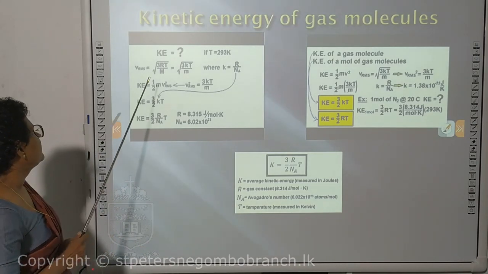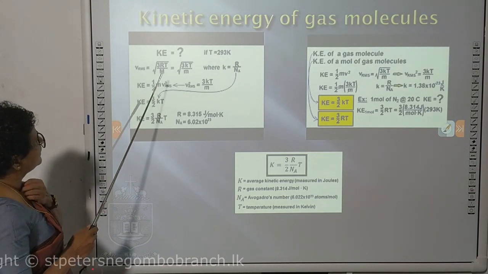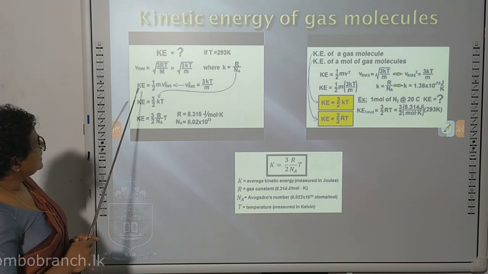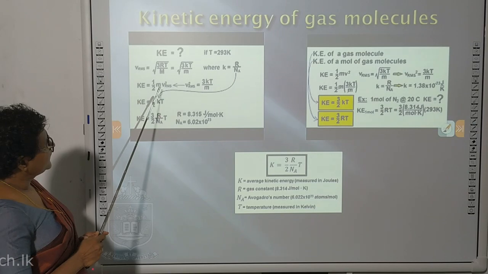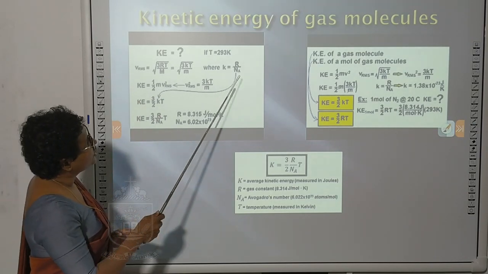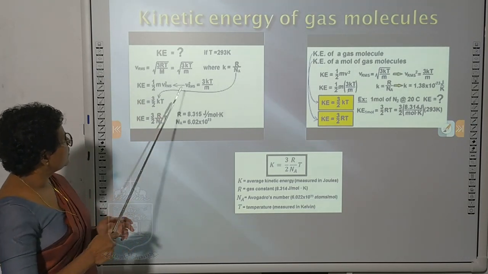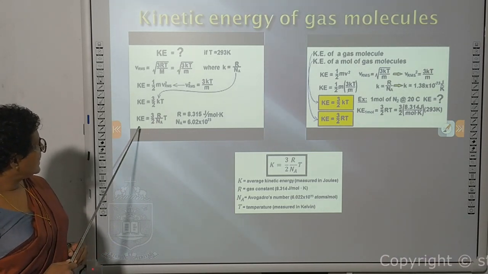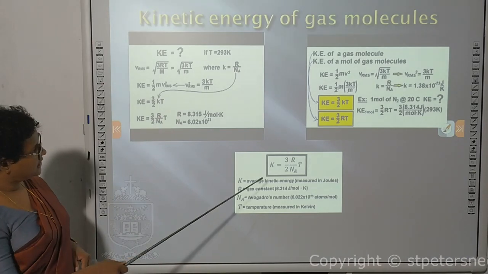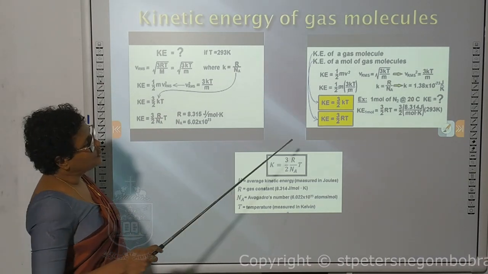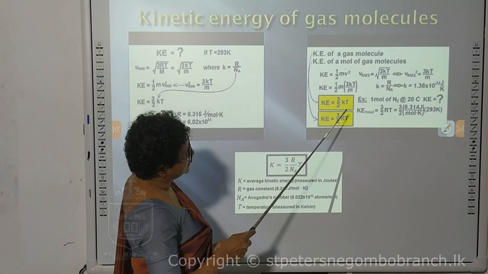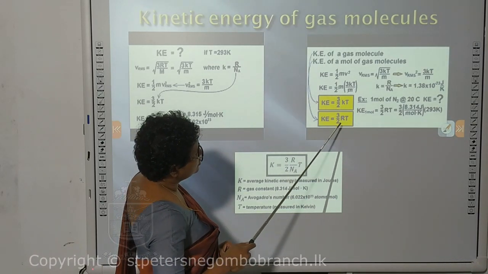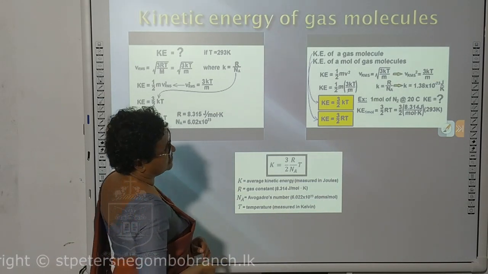You can derive this equation this way. Vrms equals the square root of 3RT over m, right? Where KE, kinetic energy, is half mv squared, and where k is R over Na. When you substitute here, from these two equations, you can get the kinetic energy like this also: K equals 3 over 2 kT, or K equals 3 over 2 RT.